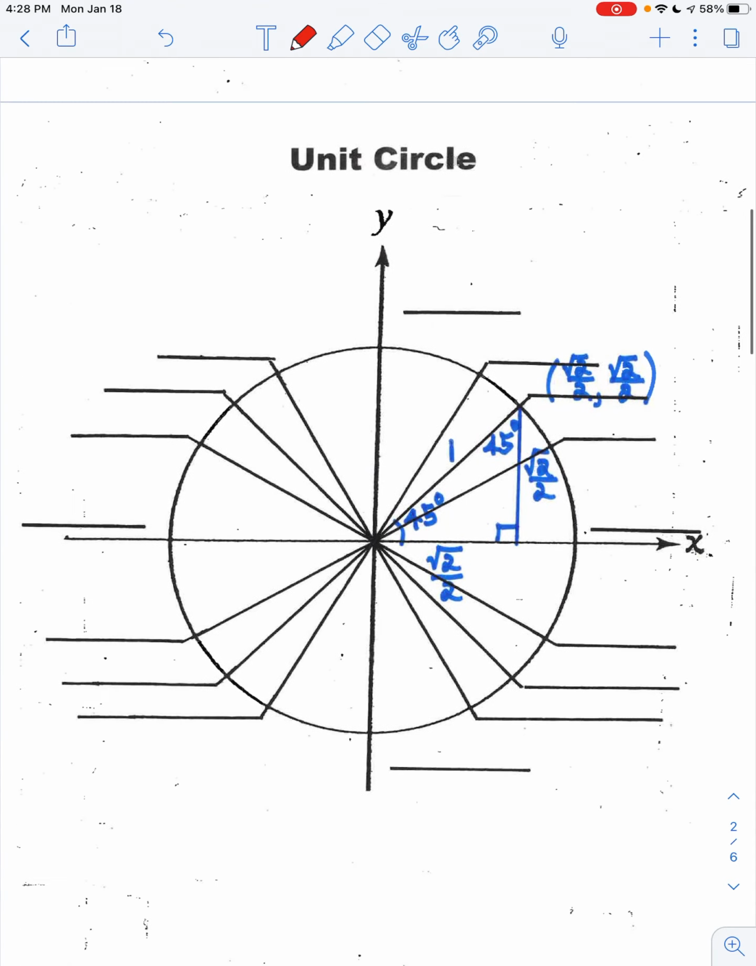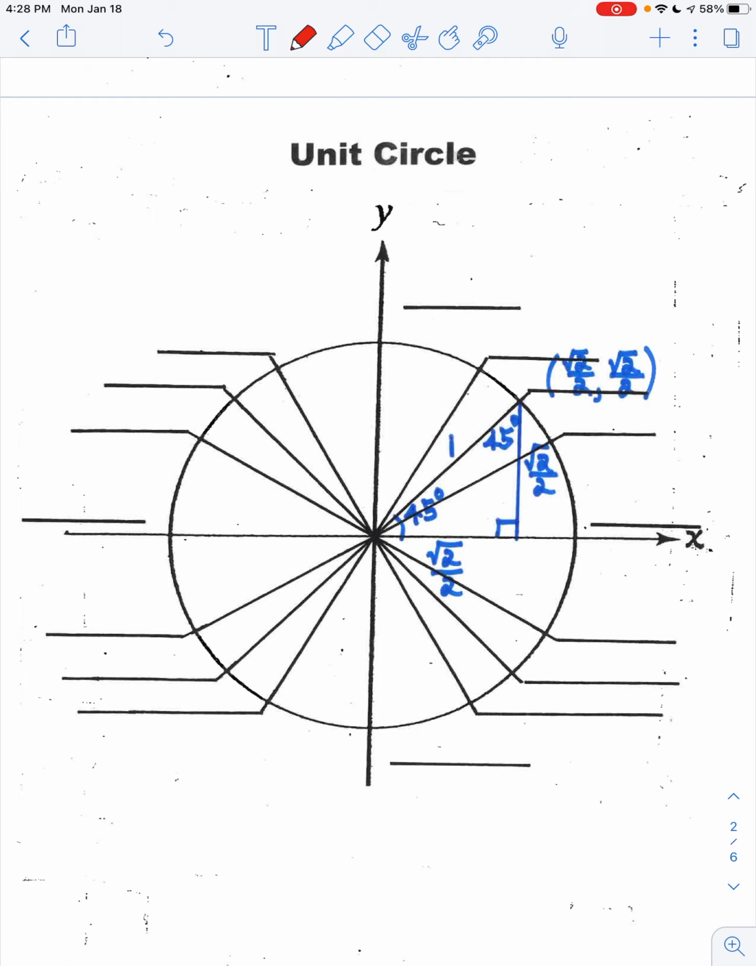If we move down to our 45, 45, 90 triangle, we're at the middle position. And when our radius or hypotenuse of that special right triangle is 1, our horizontal piece is square root of 2 over 2, and our vertical piece is also square root of 2 over 2, giving us that ordered pair.